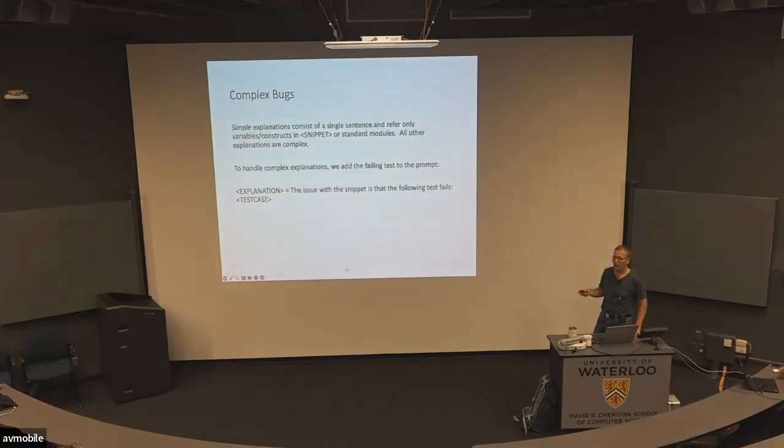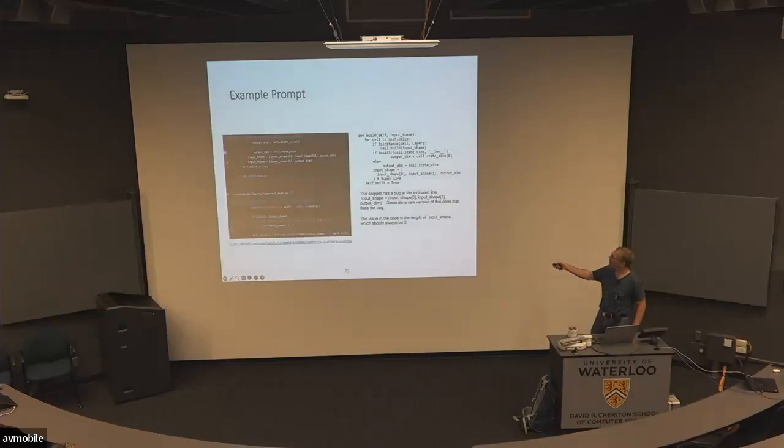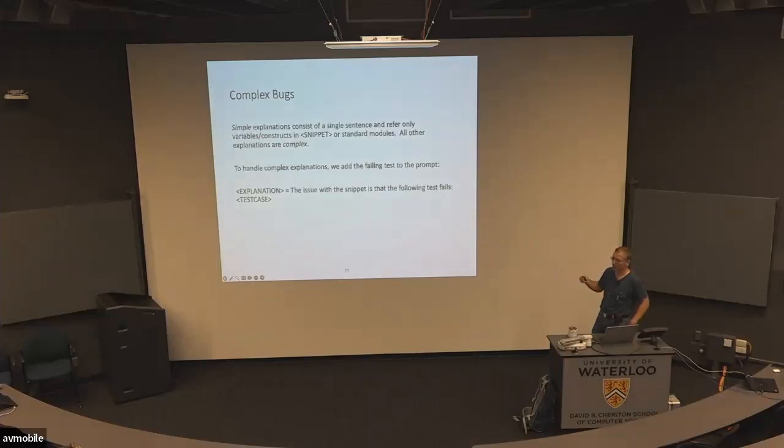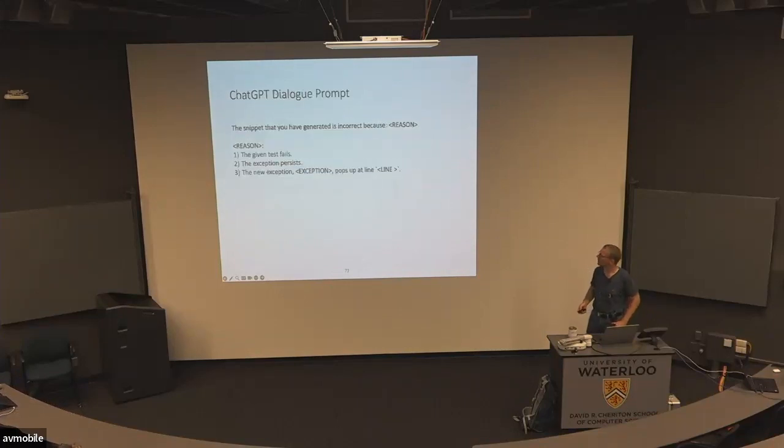It wasn't easy to come up with a simple explanation for all the bugs. So we operationalized simple bugs as those that we could state in a single sentence and that only referred to variables and constructs in that snippet or in the standard modules. And then we just said all the other ones were complex. And in the event of complex ones, the explanation we gave was: the issue with the snippet is that the following test case fails. And then we just gave it the raw test case in that case.